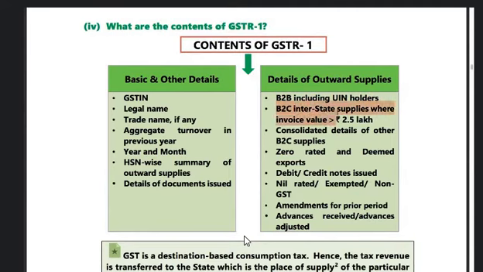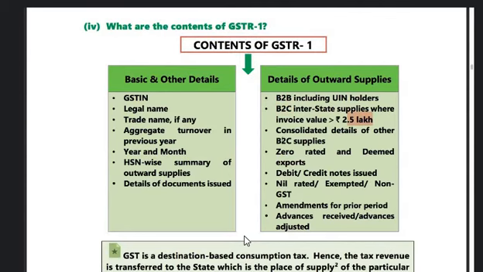B2C interstate supplies where invoice value is more than 2.5 lakhs. So if you are making any B2C supplies in an interstate transaction, that is from one state to another state, and the invoice value is more than 2.5 lakhs. Say I am in Chennai, I am selling goods to a person in Bangalore and the value of goods is more than 2.5 lakhs. Then the details of B2C also have to be provided invoice wise, only for those invoices where it is an interstate supply and the value is more than 2.5 lakhs.